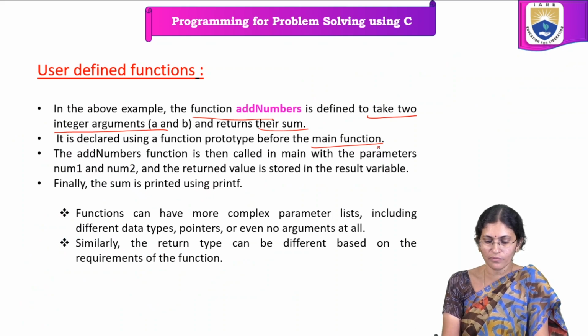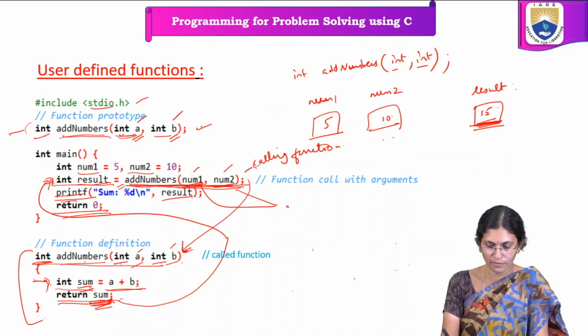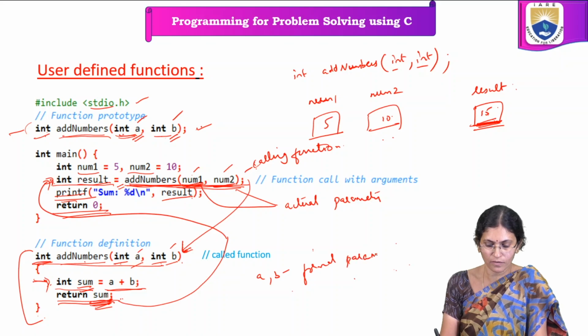Add numbers function is then called in the main function with the parameters num1 and num2. The parameters in the calling function, num1 and num2, are called actual parameters. And these A and B are called formal parameters.